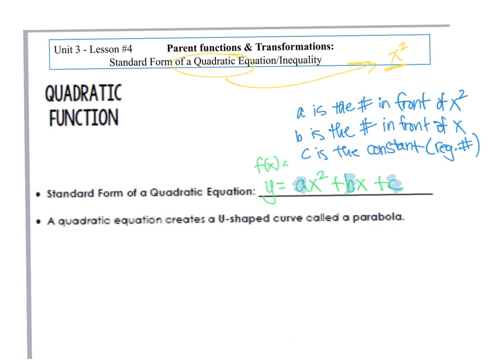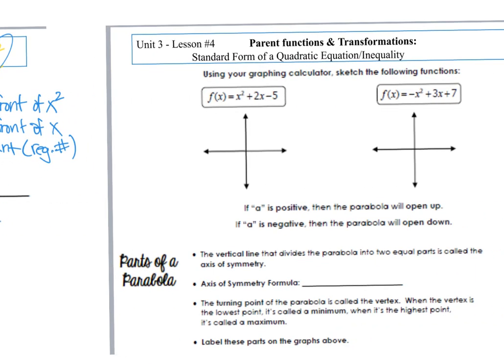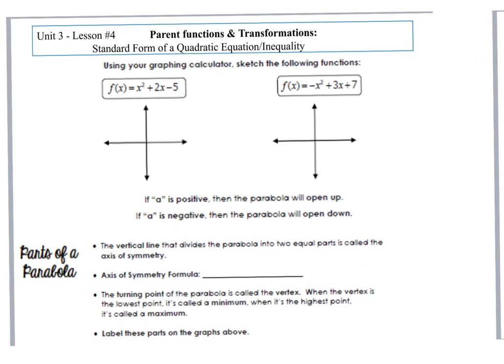Now, quadratic, whenever you have x squared, and x squared is like the highest exponent, and then we work our way down from there, we get a U-shaped curve called a parabola. Okay, it's not parabola, it's parabola. Now, what is a parabola? Let's talk about that as we move over here.